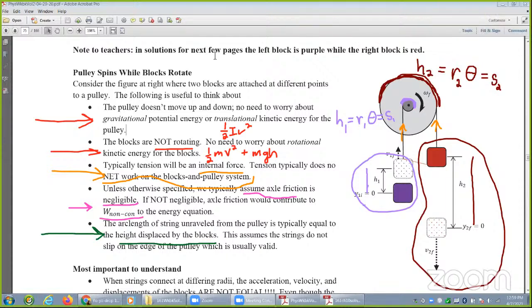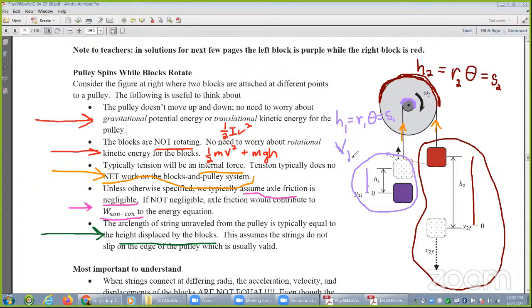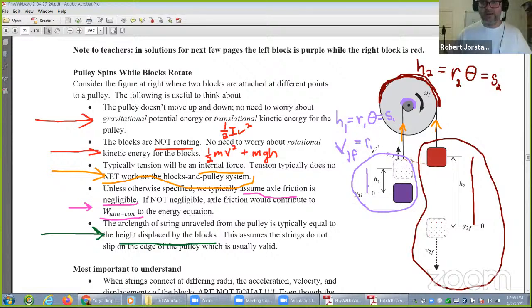They have the same omega. They have the same omega, but is that the same speed? No, they have the same angular speed, but V1 final is equal to radius 1 times omega final. And the other velocity uses radius 2. So notice blocks don't have the same speed anymore.